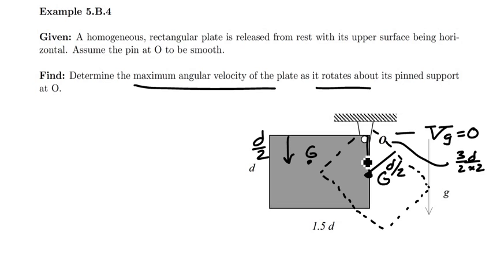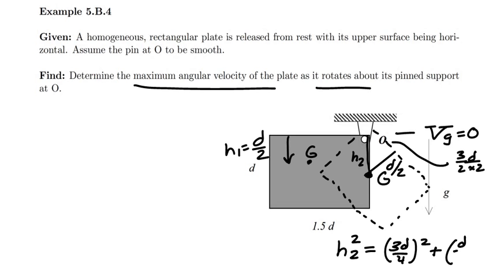So if I call this h1, I can call this distance h2, and note that h2 is the hypotenuse of a triangle. And so if I square that hypotenuse, this has to equal, in this case, 3d divided by 4 quantity squared plus d over 2 quantity squared. Okay, I'll use that in a minute. That's just a little geometry.